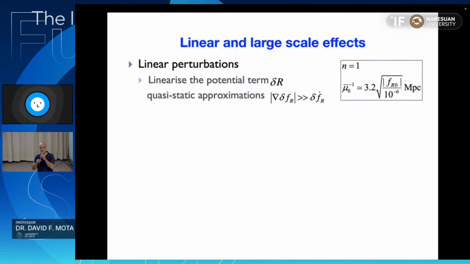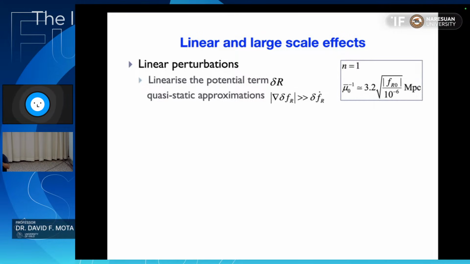I have to also set up some model parameters. So n, you remember my F of R, there was an n there. I'm going to keep n equal to 1. And this mu parameter, I'm going to use it to simplify a little bit my equations, it basically tells me what is the value of my scalar degree of freedom at the background level today, divided by 10 to the minus 6. In some very strange unit for you, if you are theoretical physicists, you're not used to these units, but this is megaparsec. Okay?